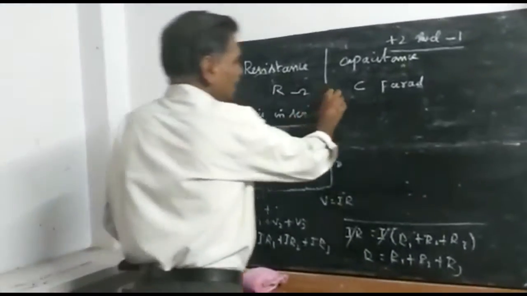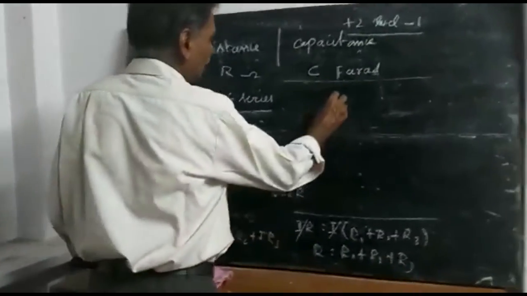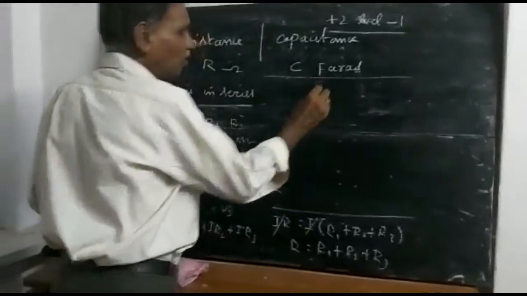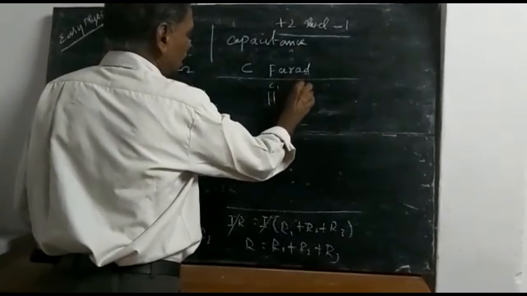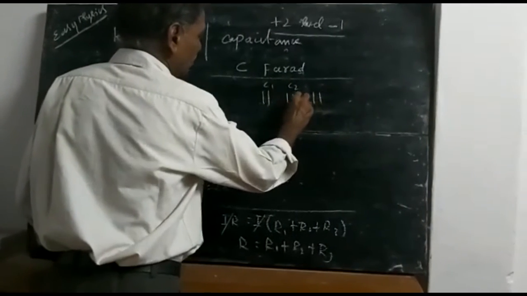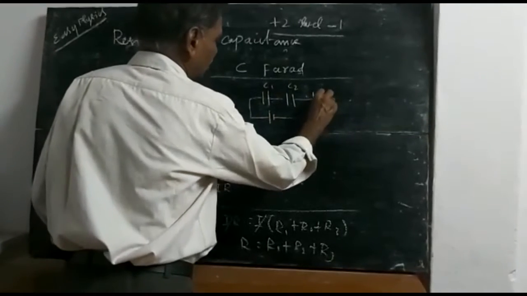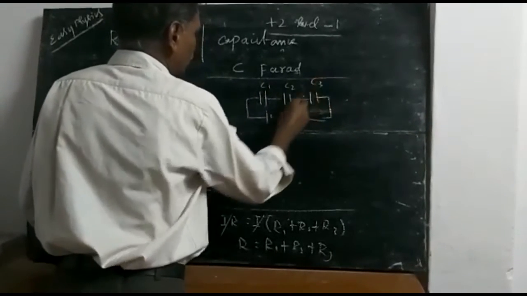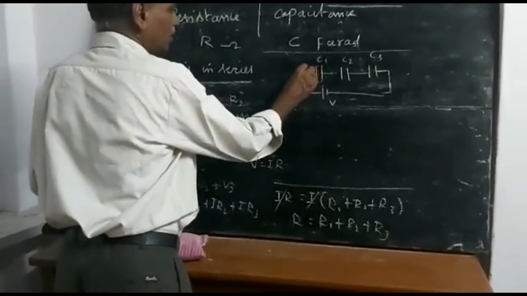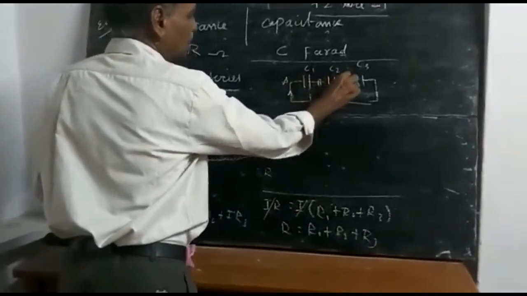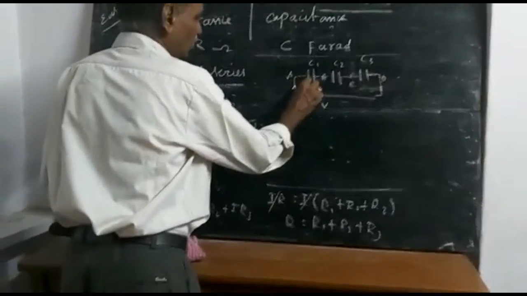But it is completely different in capacitance. Capacitance is denoted by two parallel lines of equal length. C1, C2 and C3 are the capacitances, connected in series with a battery of voltage V. The charge Q is passing through A and B, B and C, and C and D, through the whole circuit.